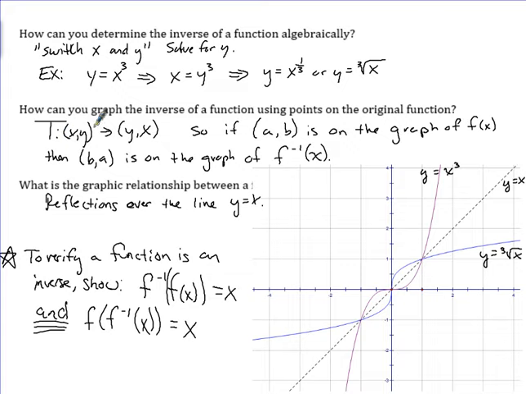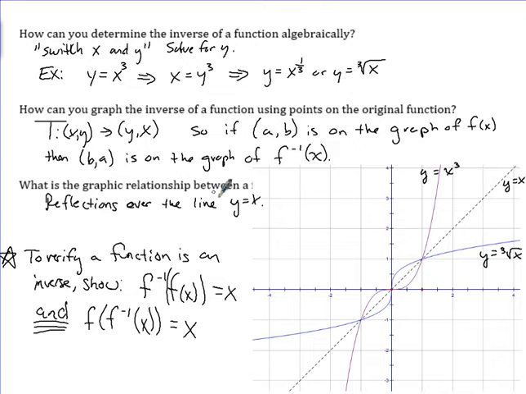How can you graph the inverse of a function using points on the original function? Well, there is a transformation going on here. We're taking all the points (x, y) and making them (y, x). So if you have (a, b) on the graph of y equals f of x, then (b, a) is going to be on the inverse. So if I wanted to graph an inverse of a function, all I would have to do is switch the x and y coordinates and then graph those points.